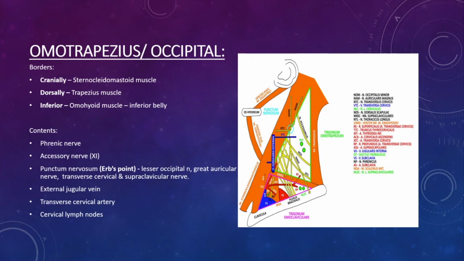Its contents consist of the phrenic nerve, the accessory nerve, punctum nervosum, which is clinically known as Erb's point. It's basically the point on the neck where all four sensory nerves and branches of the cervical plexus converge at this point, and they just meet. We also have the external jugular vein, the transverse cervical artery, and the cervical lymph nodes.